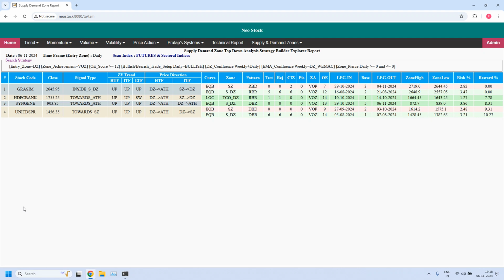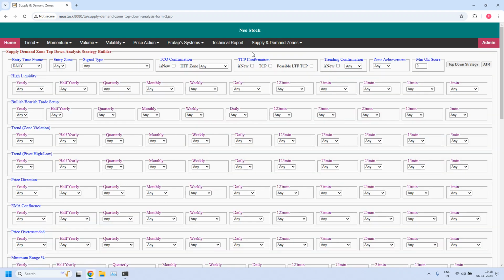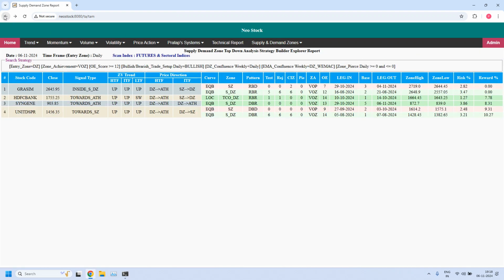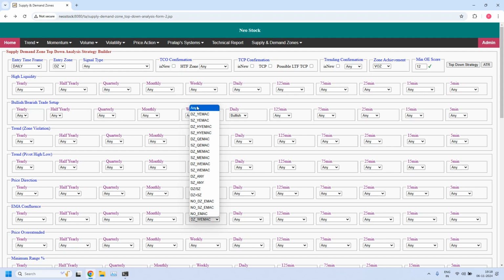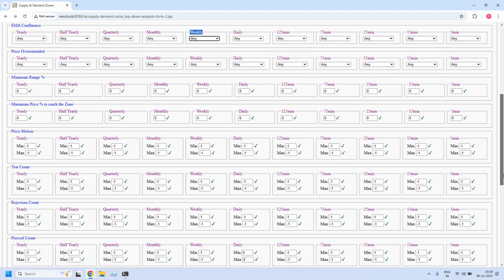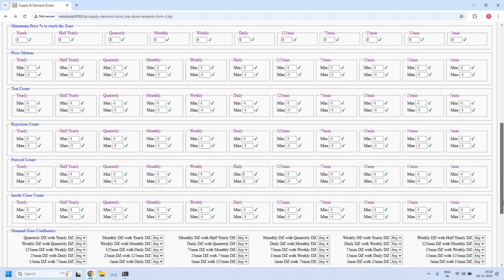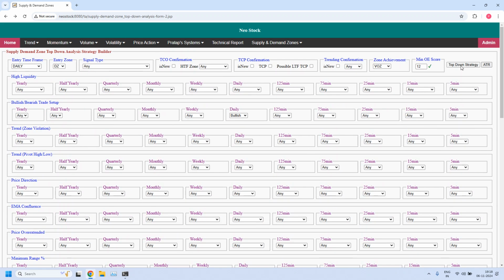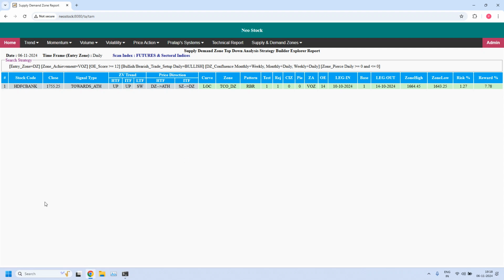Okay, next let us look for LTF, ITF and HTF demand zone confluence. So removing the EMA filter, in the demand zone confluence I need to add 2 more filters: daily demand zone with monthly demand zone confluence, and weekly demand zone with monthly demand zone confluence. Daily with weekly is already enabled. With all the 3 filters, LTF, ITF, HTF confluence, we got only 1 stock. In this stock, the daily demand zone is part of the weekly, both together again part of the monthly demand zone.